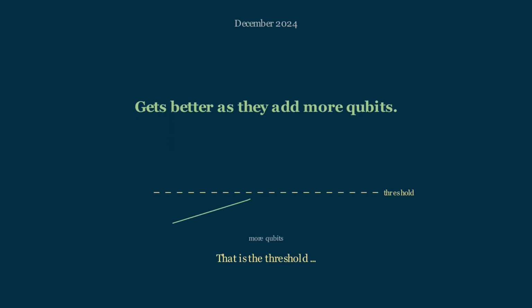Let me close with where this is all heading. In December 2024, Google's quantum team published a result that the field had been waiting for decades. They demonstrated that their error correcting code actually gets better as they add more qubits. That is the threshold, the point where quantum error correction starts working in practice, not just in theory.